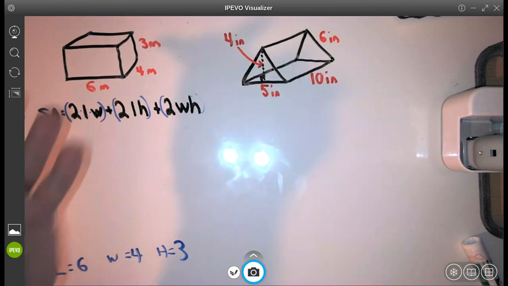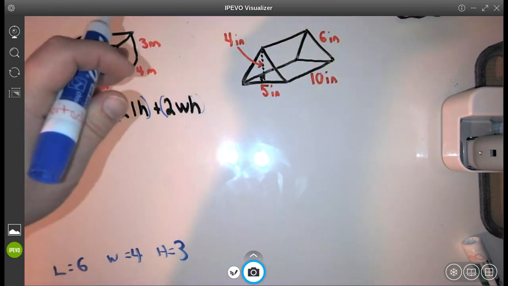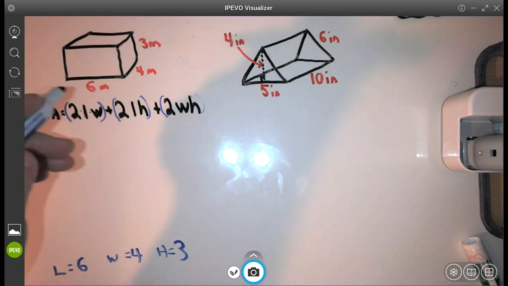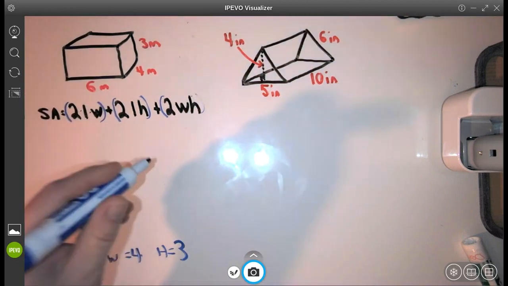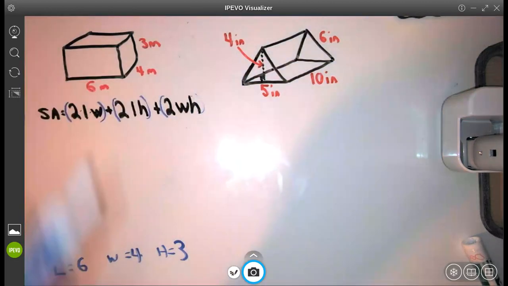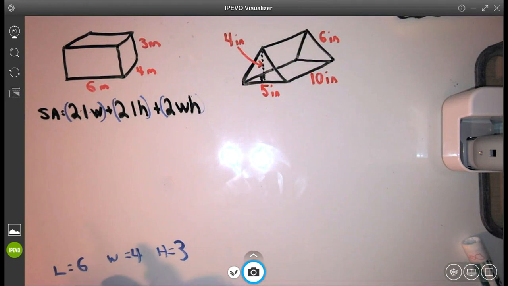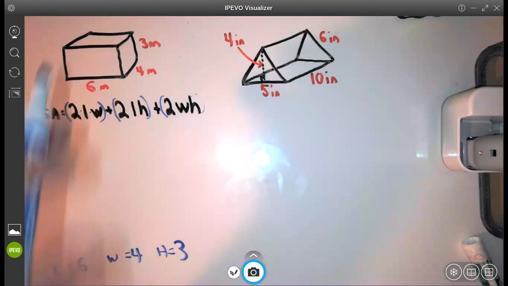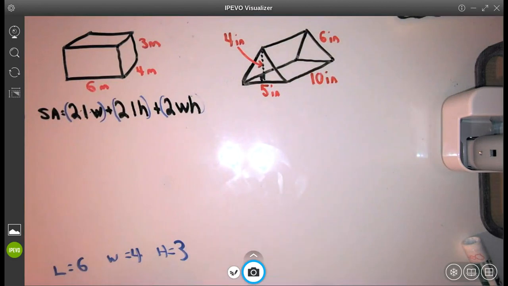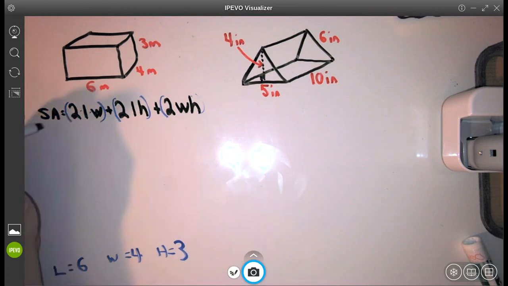If you were to take this figure and put it on its side, like flip it this way, you may say that 3 is the length, 4 is the width, and then 6 is the height. And then you would need to plug those numbers in down here. As long as you stay consistent with the numbers that you plug into the formula, it technically doesn't matter which one you make the length, the width, or the height, because as you move the figure around, that could change. So in this case, I'm using the length as 6, the width as 4, and the height as 3.